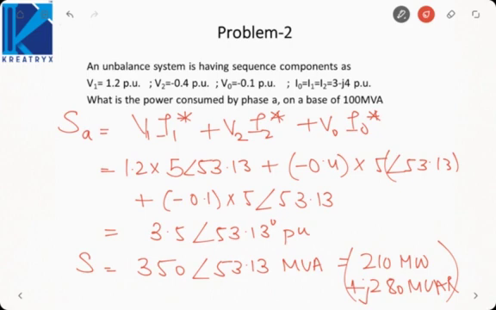I have just used the concept of power in terms of symmetrical components, and I haven't taken 3 because it is just asking the power consumed by A phase. If it were asking the power consumed by all 3 phases, then we would take the factor of 3 and use 3 times V1 I1 conjugate plus V2 I2 conjugate plus V0 I0 conjugate.